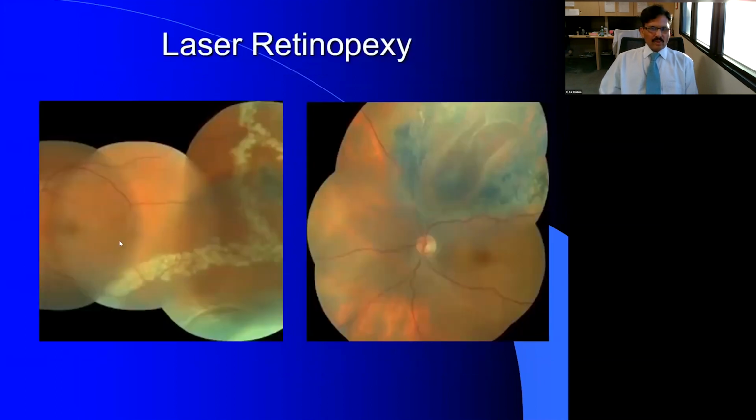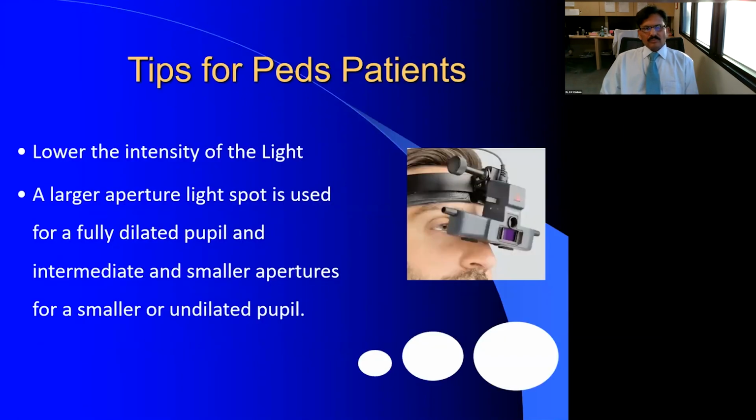So here is an example of a freshly done laser. These are 2 tears, here is one and here is one. This is a barrier laser retinopexy being performed. And on the right-hand side, you see 3 months after the laser, as you can see, chorioretinal scars forming around the retinal tear.